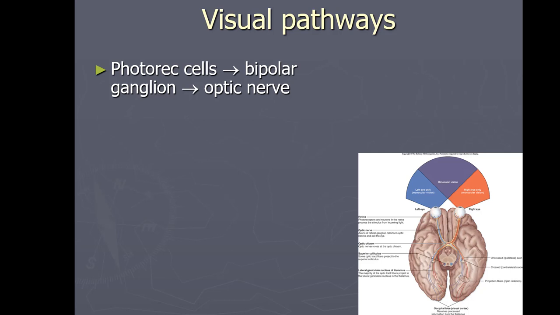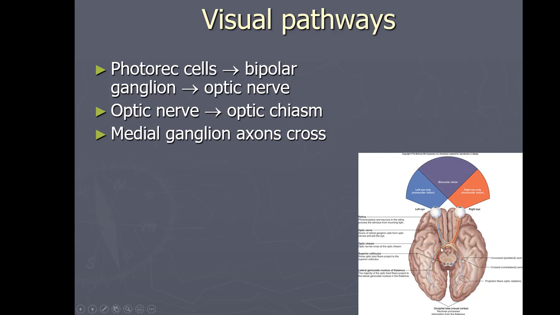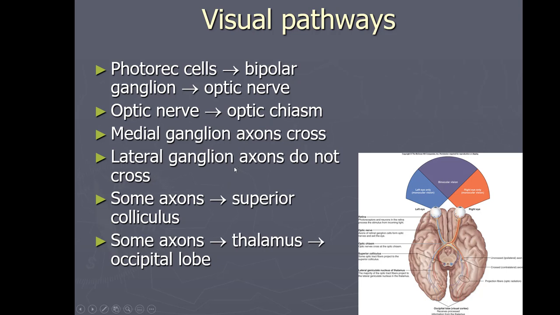All right, as far as the visual pathway goes, pretty simple. So you have the photoreceptors, bipolar neurons, ganglion cells, optic nerve, which goes into the brain. You have the optic chiasm, which you've seen before, crossing here. And then you don't have to know all this, but most of the visual stimuli is going to the occipital lobe of the brain.